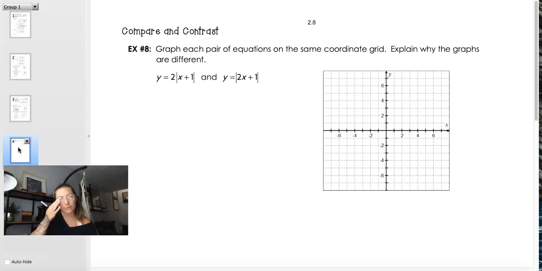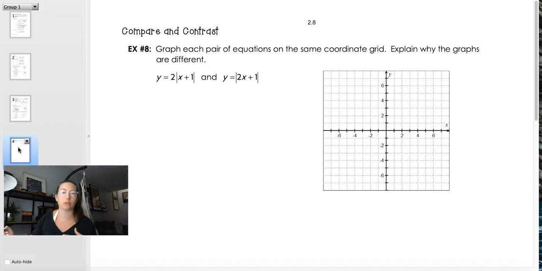Okay, so this one's really important. This is the first time we're going to talk about a horizontal stretch shrink. We've only done vertical. This one's going to give us a horizontal. And there's some things that we have to be really careful about when it comes to horizontal ones. So we're going to go through this carefully and slowly.